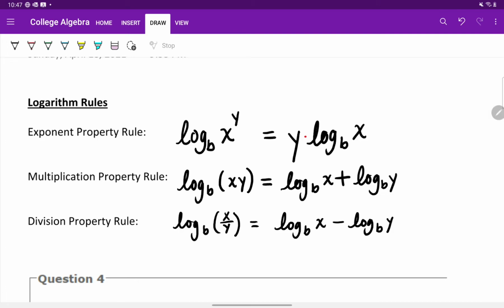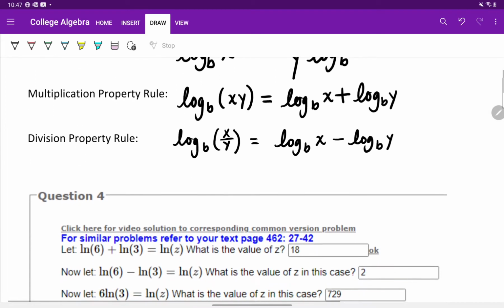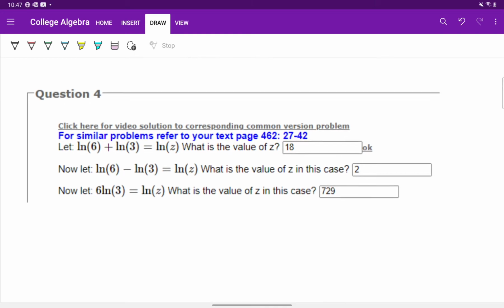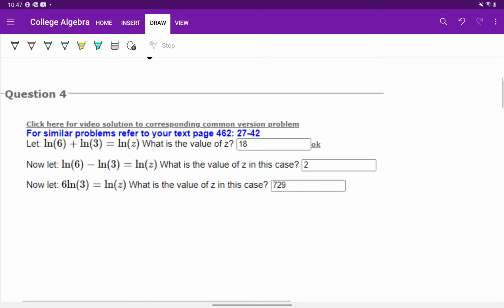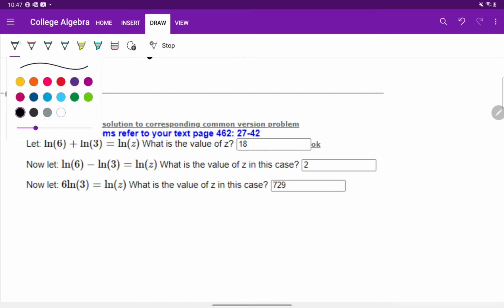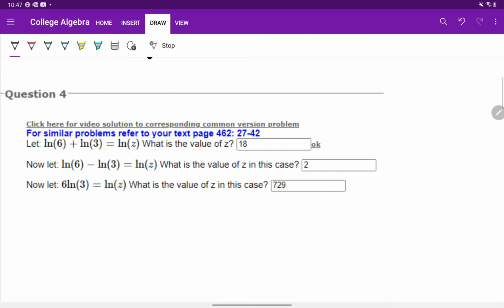So let's actually put some of these into practice. Question 4 is a pretty straightforward example, and this is just practicing with our new rules. So the first question says natural log of 6 plus natural log of 3 equals natural log of z, and they want us to find z. So the way we're going to do that is on the left-hand side, we want to simplify this, so we need to combine this into a single log first.